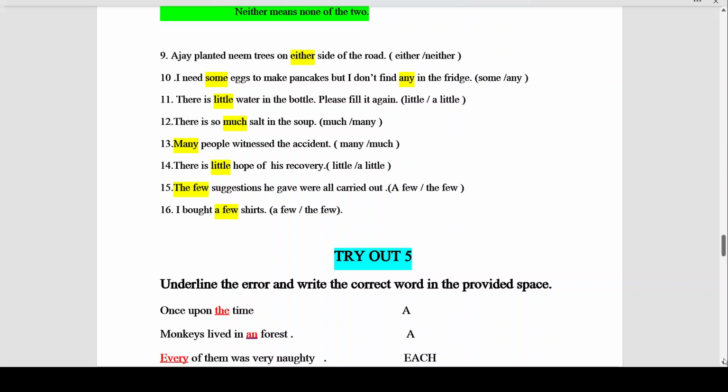Number 11. There is dash water in the bottle. Please fill it again. There is little water in the bottle. Please fill it again. Number 12. There is so many salt in the jar. No, there is so much salt.